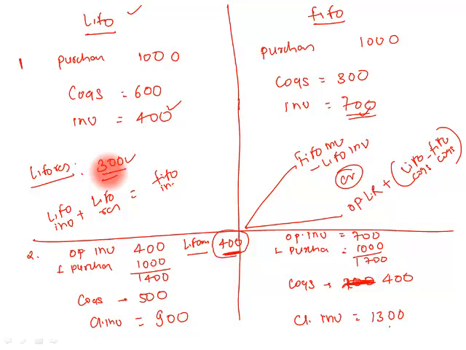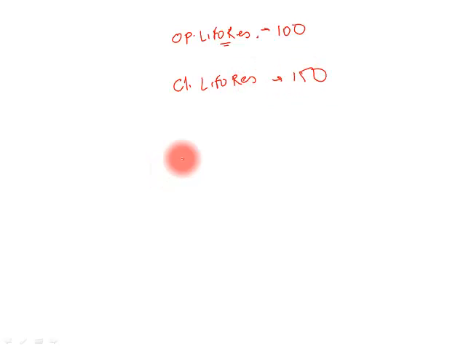Yes, is it done? Okay, let's do an example. Opening LIFO reserve. It would go down if the environment is deflationary, or if the inventory is not being purchased and you're dealing with old inventory. And that's called LIFO liquidation. We don't need that as of now. But let's say opening LIFO reserve is 100. Closing LIFO reserve is 150. You have a FIFO inventory of 250. Tell me what would be the LIFO inventory?